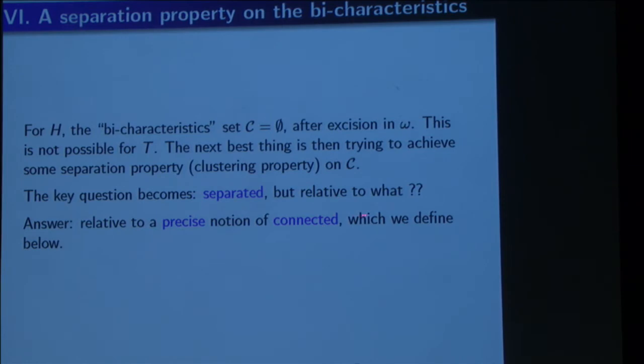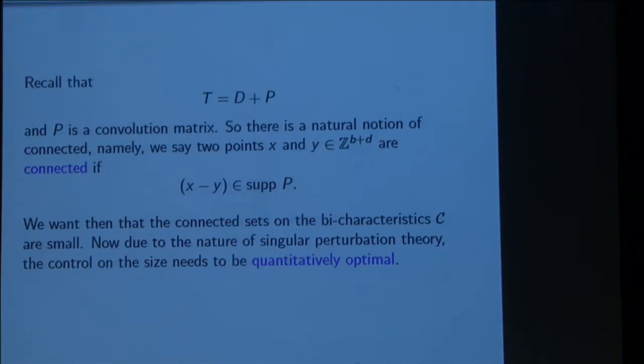Okay, which we define below. It's crucial here. Otherwise, the sizes have to be controlled in a very precise way. Recall that my linear operator is T, a diagonal operator, plus a convolution operator, right? Now, P is a convolution operator, so there is a natural notion of connected, right?